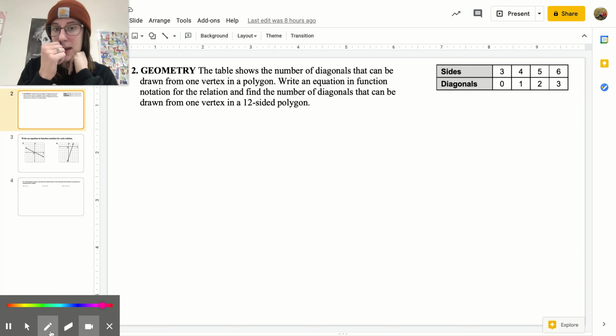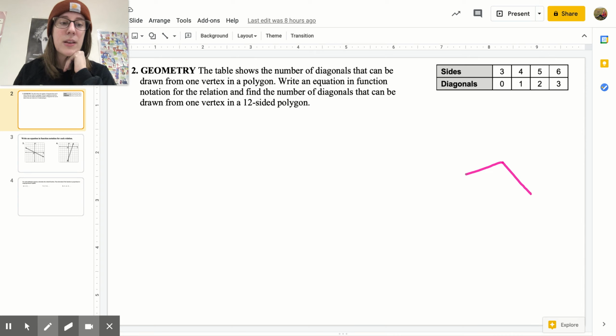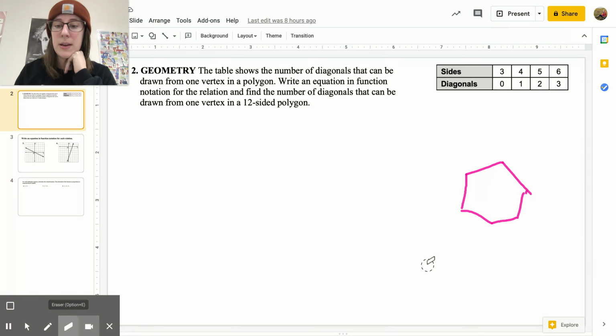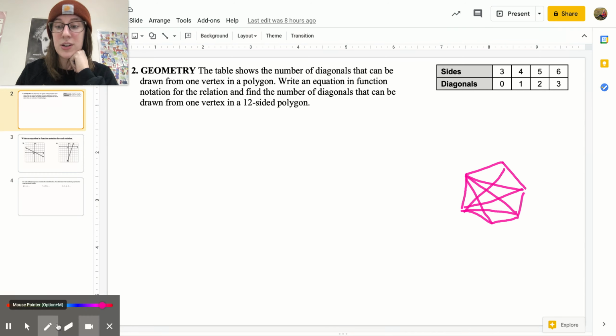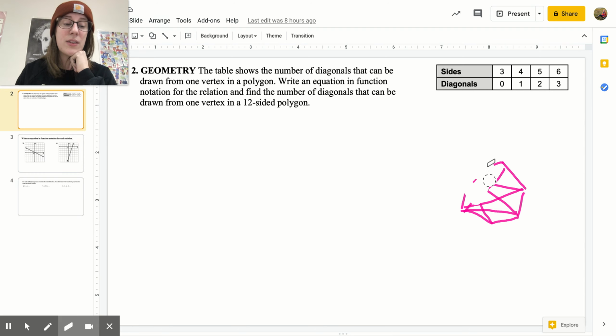It says that the table shows the number of diagonals. Diagonals means, if you have some sort of polygon, maybe a hexagon, a pentagon, a triangle, whatever it may be, diagonals are where you go across. So that's a diagonal, that's a diagonal, that's a diagonal. You could also do from here. This is how some people make art. There's a lot of geometry art that we could explore if we had the time. Sadly, we do not, but there's a lot of geometry in art.